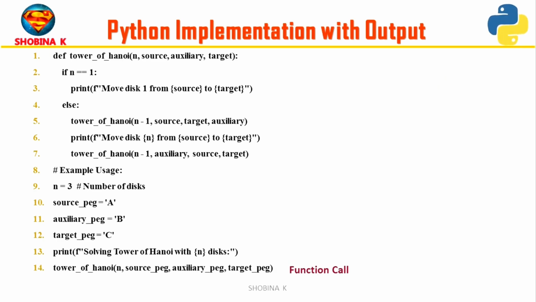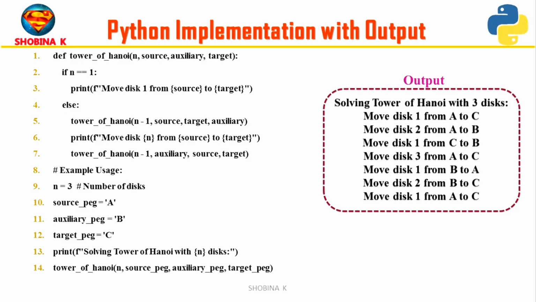And finally, we have a function call. So this function calls the Tower of Hanoi function with the specified parameters. This initiates the Tower of Hanoi algorithm for the given number of disks and peg names. The output will show the sequence of moves required to solve the Tower of Hanoi problem with 3 disks using the pegs A, B, and C. And the function Tower of Hanoi is responsible for printing each step of the solution.